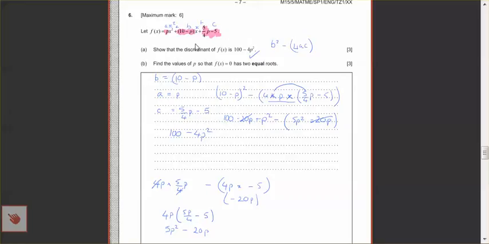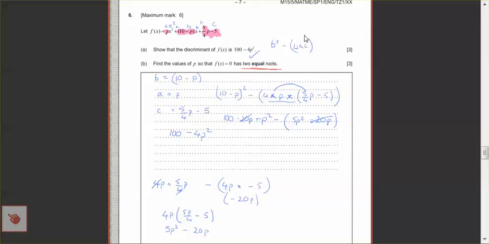Okay, and then find the values of p so that f of x equals 0 has two equal roots. So what does that mean when it equals 0? I mean, it's the b squared minus 4c. Yeah, but the fact is two equal roots. Must be positive.